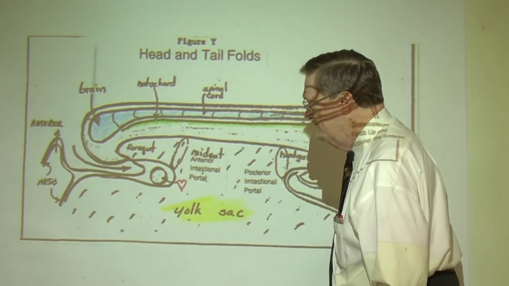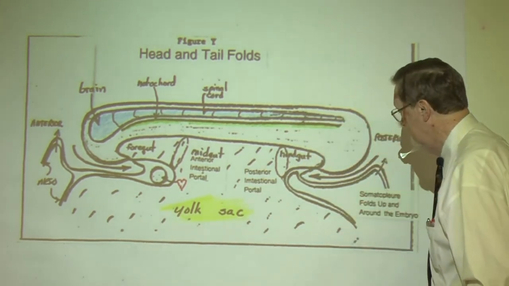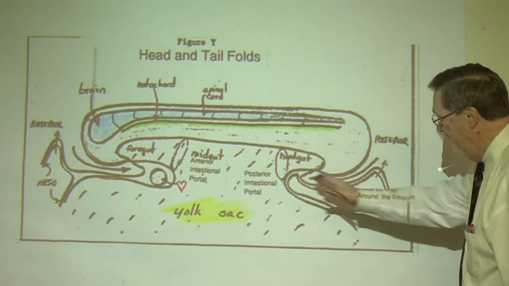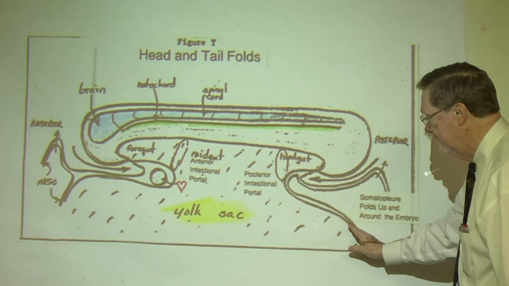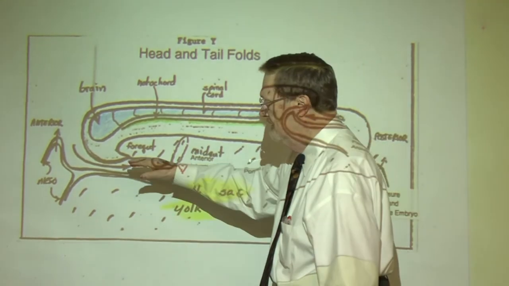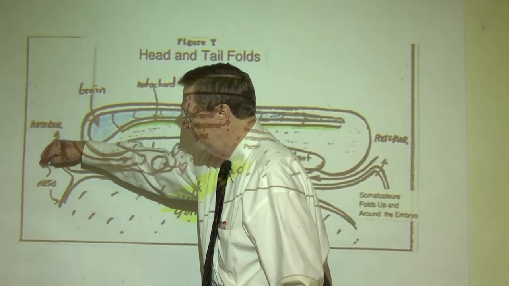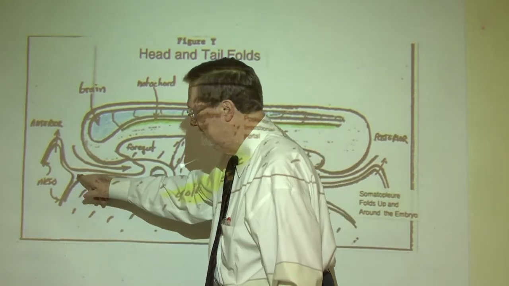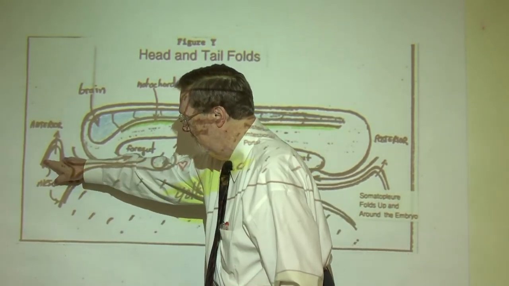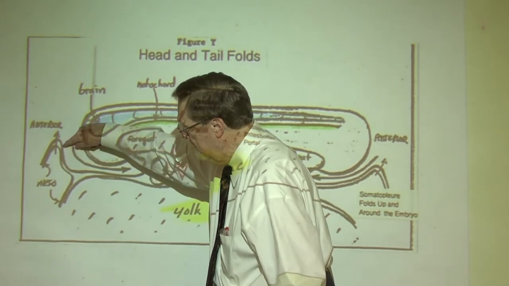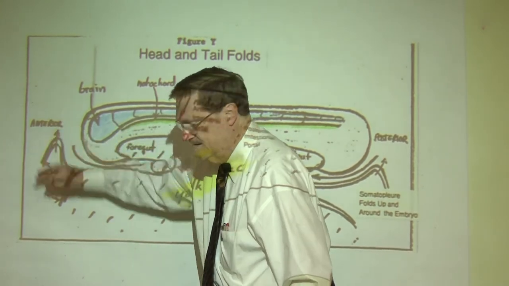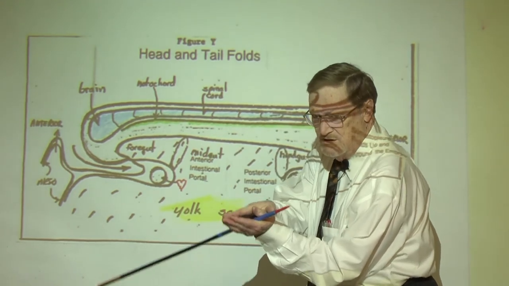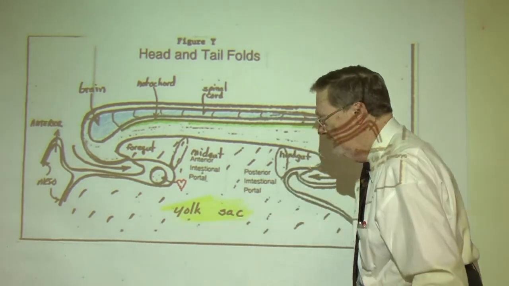Now notice out here, there is somatopleura on top, and splanchnopleura on the bottom. Same thing over here. Somatopleura on top, splanchnopleura on the bottom. What is somatopleura? It's somatic lateral plate mesoderm underneath and ectoderm plastered against it. It's actually one membrane, but it's made of two kinds of tissue glued together.